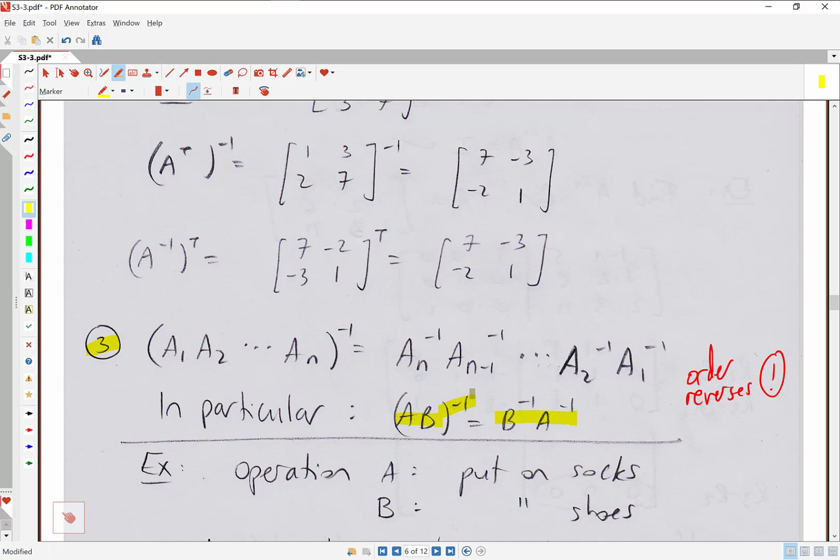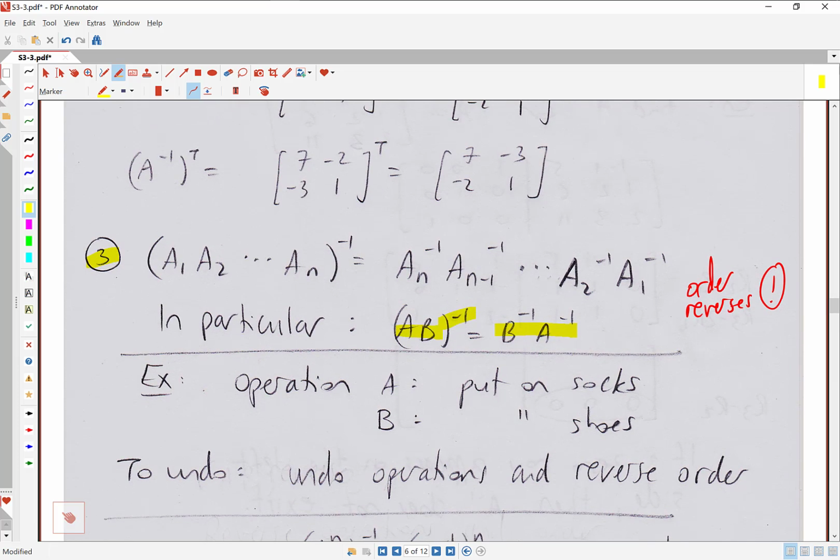So let's talk conceptually about why the order reverses. Let's just think about an operation from daily life. Okay, so let's say operation A is you put on your socks in the morning, and operation B is you put on your shoes in the morning. So we do operation A and then operation B. And then, in the evening, when you're undoing this process, you are undoing the individual operations, but you're also reversing the order. So because matrix multiplication represents an action that's being performed, the order has to reverse for the same reason that you have to reverse the order when you're putting on socks and shoes.